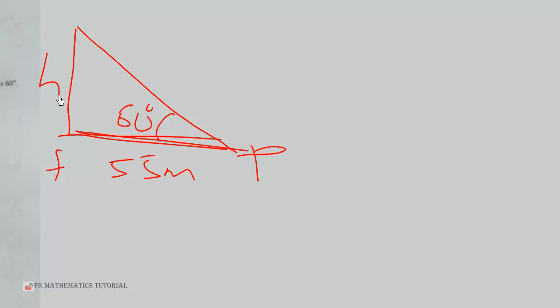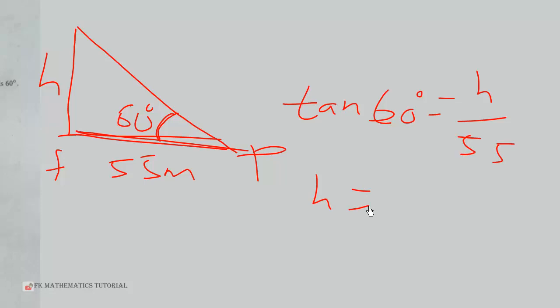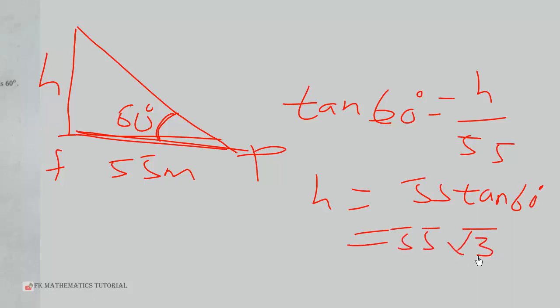So we can use tan 60 degrees will be equal to opposite, which is h, over adjacent, which is 55. So h will be equal to 55 tan 60 degrees, which is 55 root 3. Tan 60 is root 3. So 55 root 3 meters.